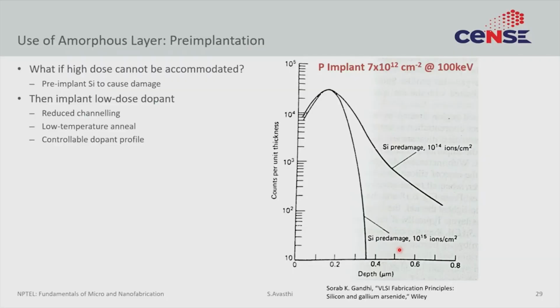The side effect, obviously, is reduced channeling, and there are low temperature anneals. So you don't need to take it to high temperature to anneal the damage, and you get a very controlled dopant profile. This dopant profile looks much closer to a Gaussian than the one that you got before without damage. However, this does increase the cost, so it is only done in rare cases.